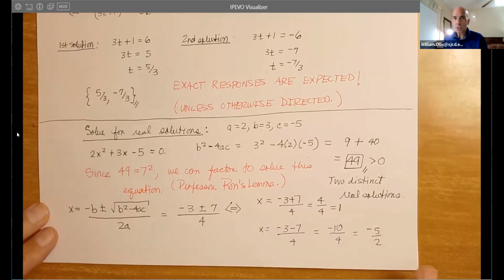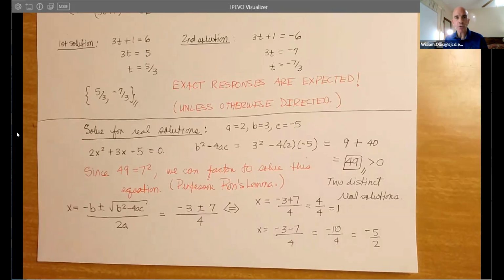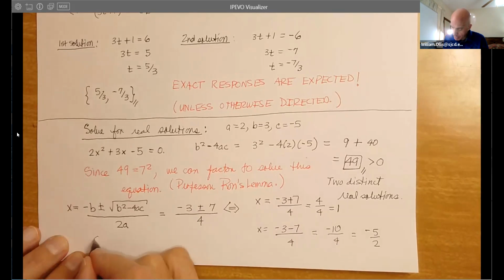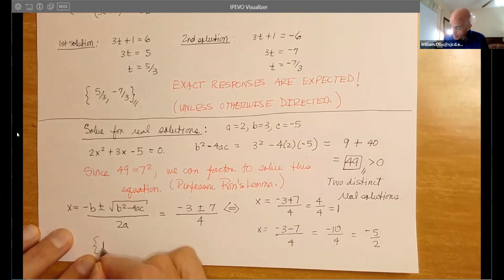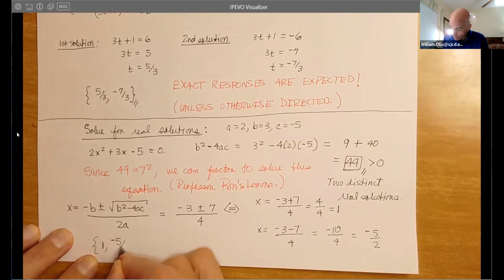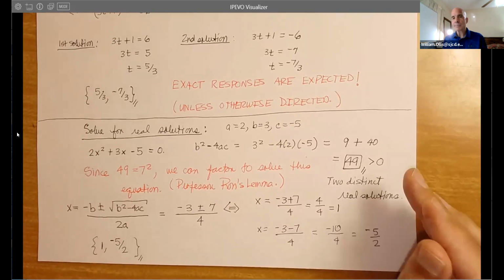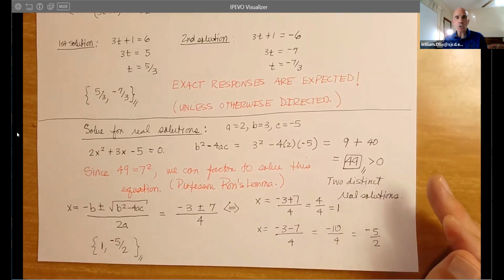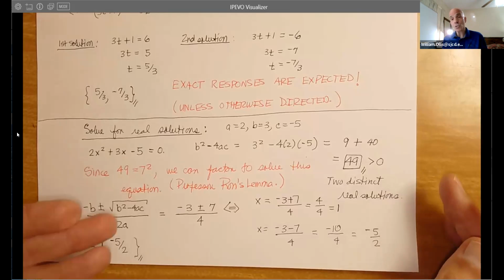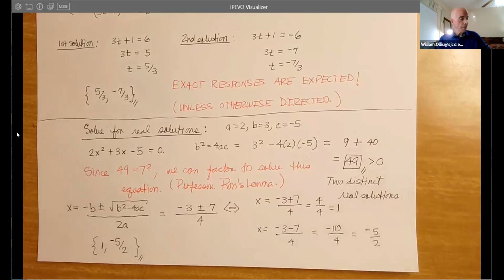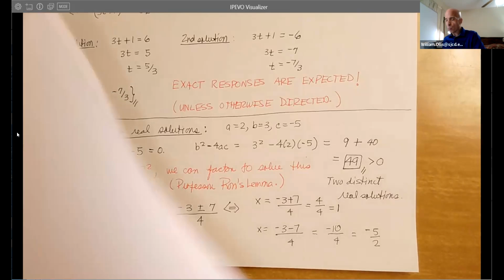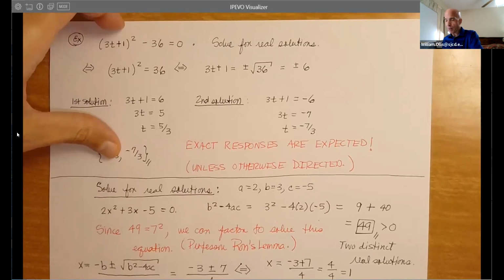Now, what I want to do is just to remind you of the other process, but now we can see the solution set. WebAssign says, list your solutions separated by a comma. So we'll say 1, -5/2. So we're thinking, if I need the solutions to a quadratic equation, I'm not asked to factor, I can use the quadratic formula.